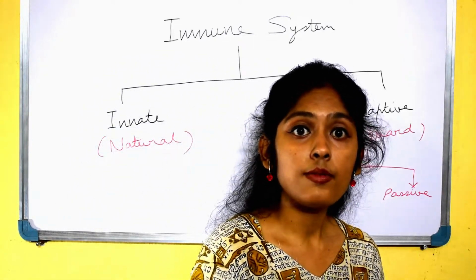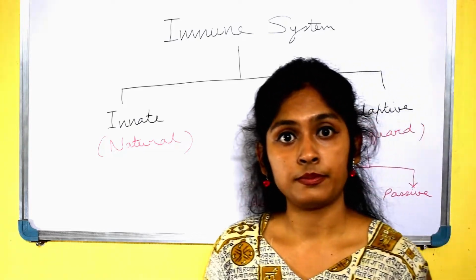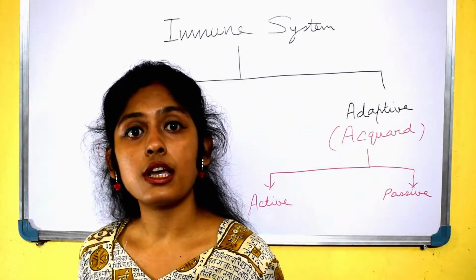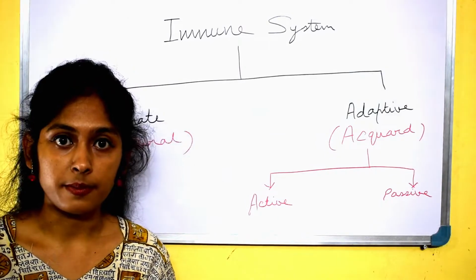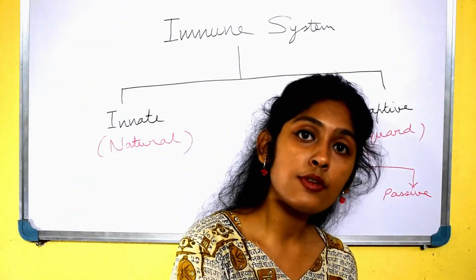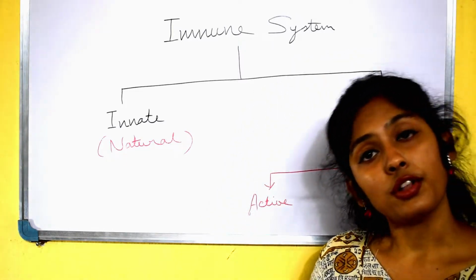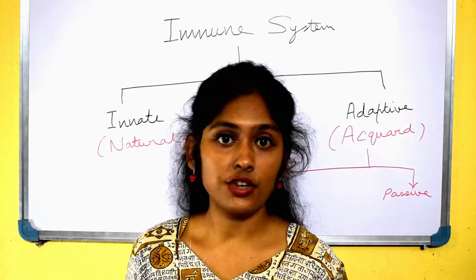The adaptive immune system uses a broad range of molecules for its activities. Some of these molecules are also used by the innate immune system. The broad range of molecules for activities of the innate immune system and the adaptive immune system I will discuss in the next videos. Today's lecture is up to this.